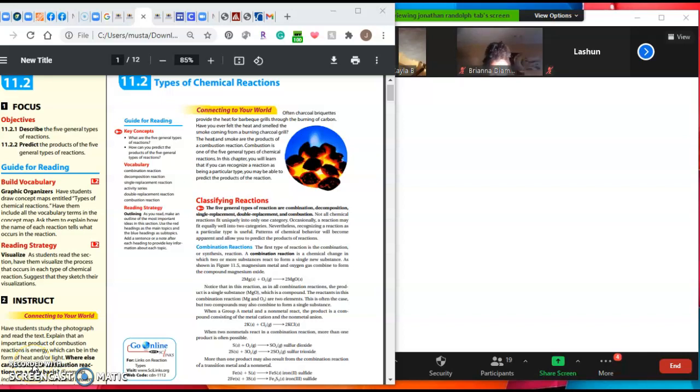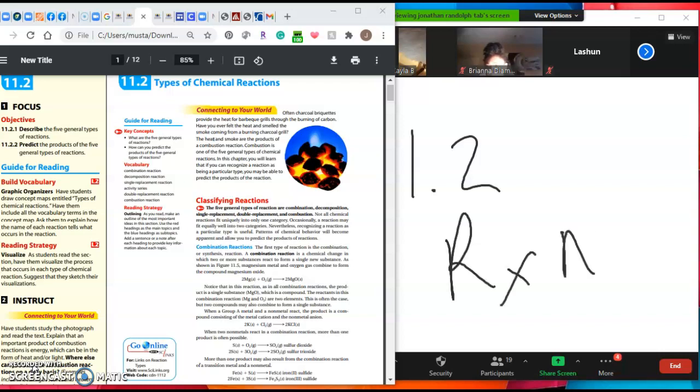So generally speaking, what we're going to be working with today is a situation where we're going to be talking about an 11.2. We're going to be talking about reaction types. And so the reaction types are as follows, basically. Combination, I'll also refer to combination as synthesis.